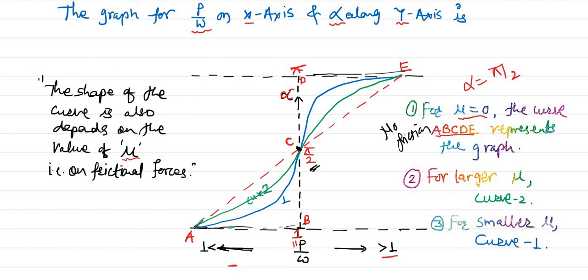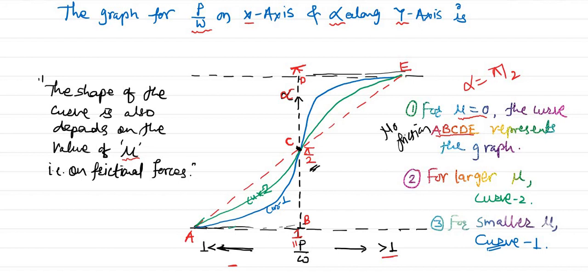That will be the curve of our alpha, that is the phase. And if we talk about lower values of mu, means smaller values of mu, we have the blue color curve. So that is curve 1. So along this curve only the value of alpha changes. So this is what happens when we talk about the curve of alpha against p by omega.